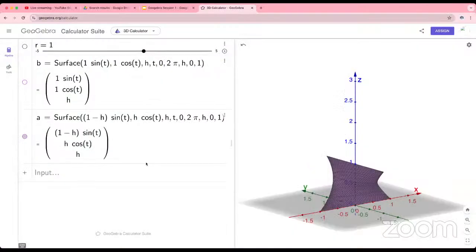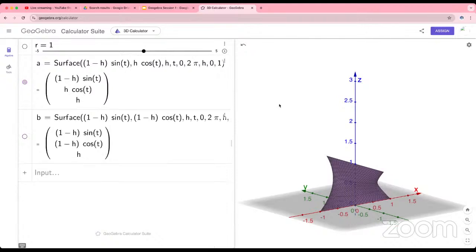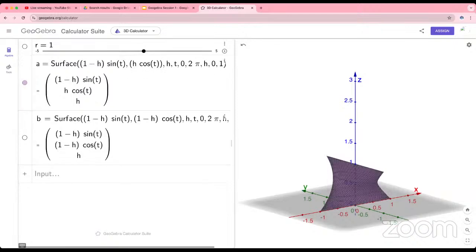Sorry for that. So what I'm saying is, let's say, for example, if I make this as 1 minus h, if I do so, this is what your cone is, isn't it?